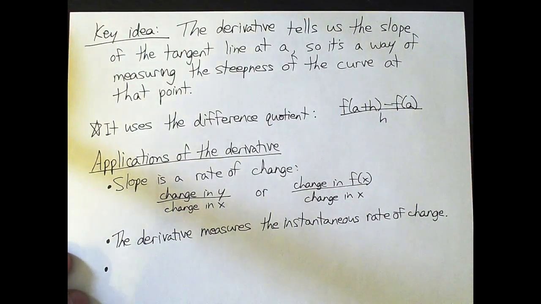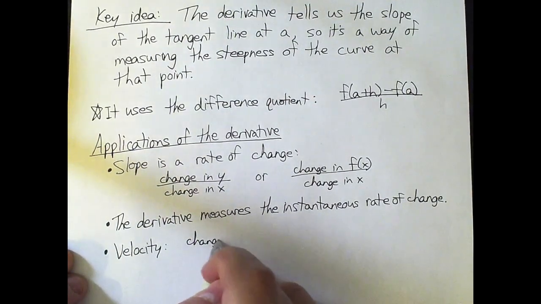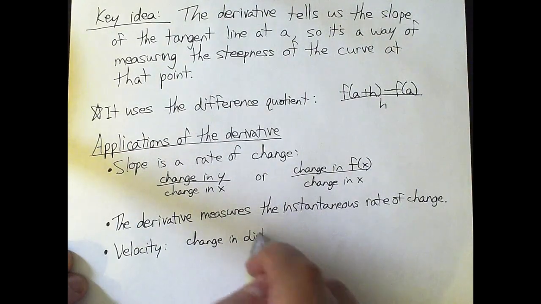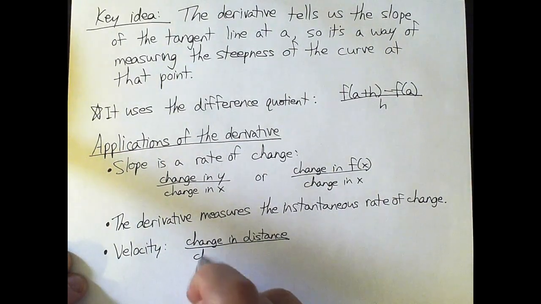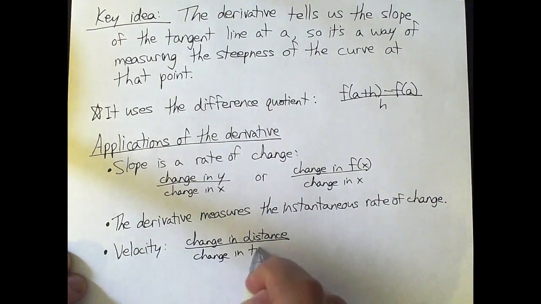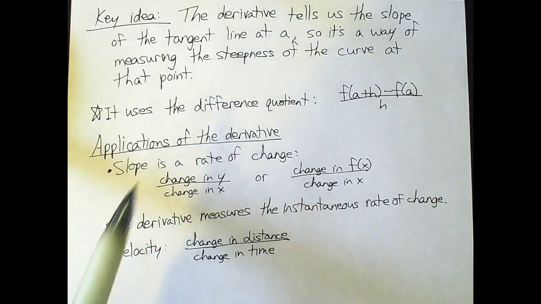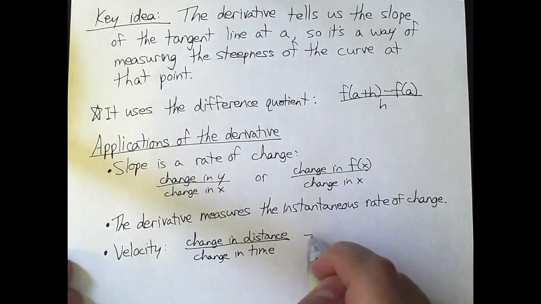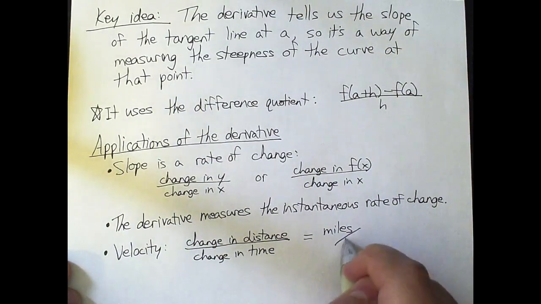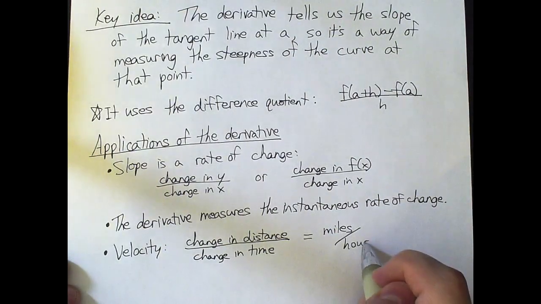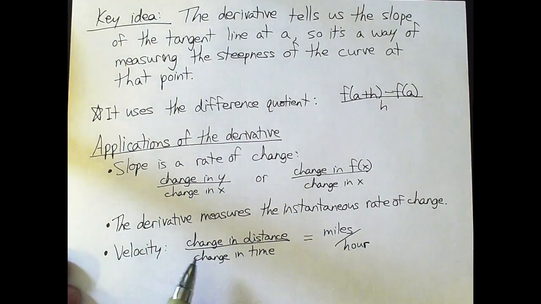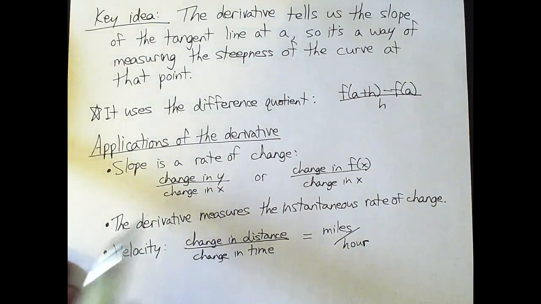Well, there are lots of real-life rates of change that we might be interested in. How about velocity? Velocity is a rate of change. It's often thought of as the change in distance over the change in time. So if we had a function f of x that was measuring distance, maybe we could use the derivative to help us figure out velocity. For example, it might be measured in miles per hour, or in some other units. But velocity, how fast something is going, can be thought of as how fast a function is changing.